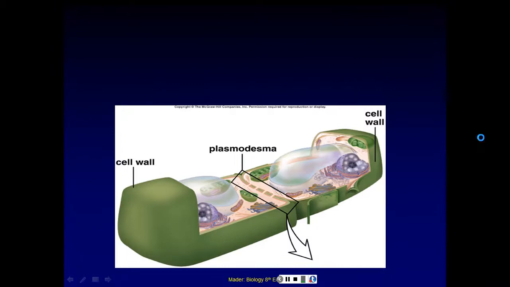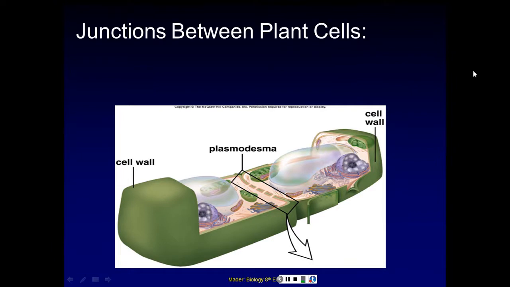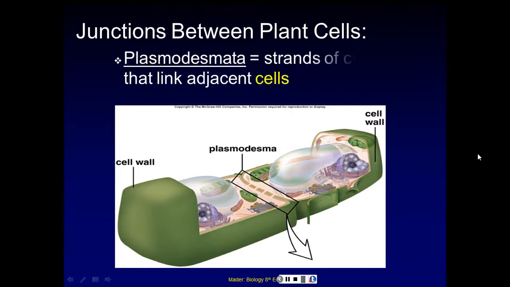Let's take a look at plant cells and some of the junctions between plant and animal cells. Plant cells first. Between the cells, there are openings in the cell wall. Those little openings actually have strands of cytoplasm going from one plant cell to the other. Those are called plasmodesmata. Those are strands of cytoplasm that link adjacent plant cells, so every plant cell would have plasmodesmata with the plant cells next to it, helping to hold them together.